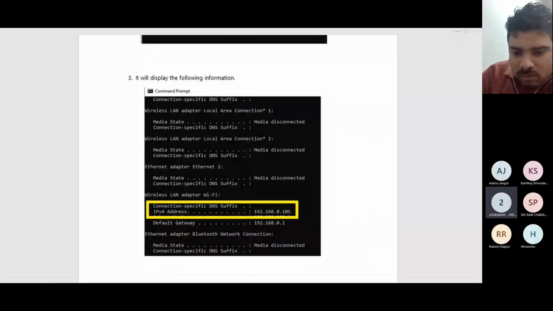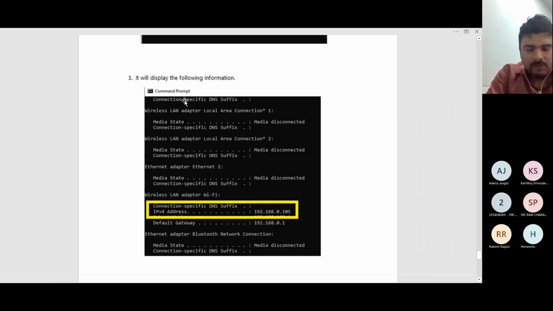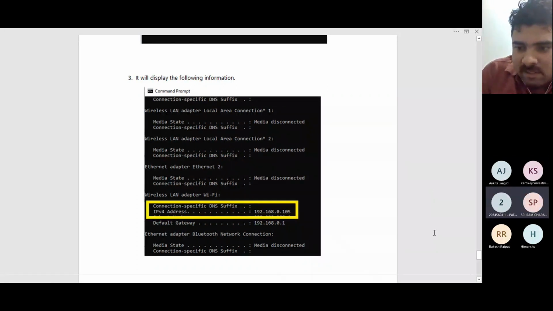So I need you to search for this MAC address on your laptop. You follow this method from your laptop or your desktop. This is the CMD process, the command prompt in your laptop. Yes, sir. Okay.